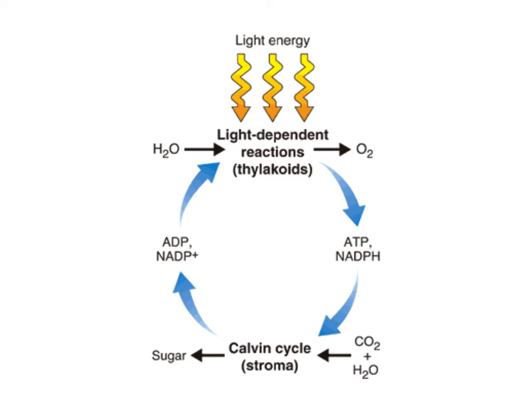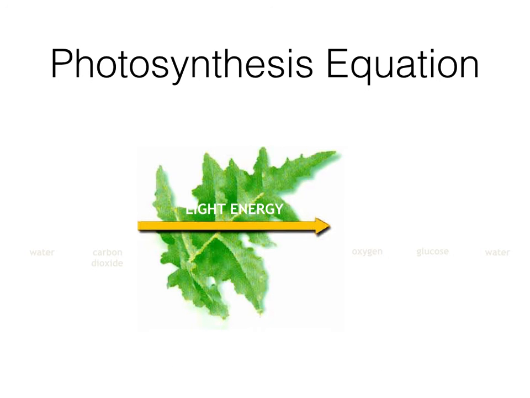What we see right here is showing the two reactions of photosynthesis: the light-dependent reaction, which takes in light's energy and the water and creates the oxygen, and then the Calvin cycle, which occurs in the stroma, has the CO2 coming in and water going, and sugar coming out. And we will get into this much more in depth in section 3.